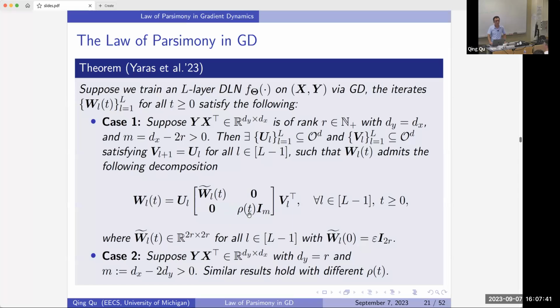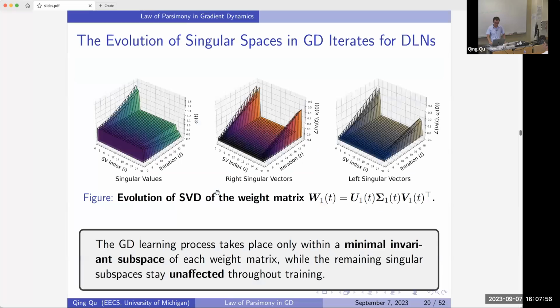And W tilde of T starts as an identity. Does it stay diagonal or does it? Oh, it doesn't stay diagonal. It will be updated, and the updates affect all of its elements. Right, right. So if you look at this figure, the eigenvectors are changing in that W tilde.